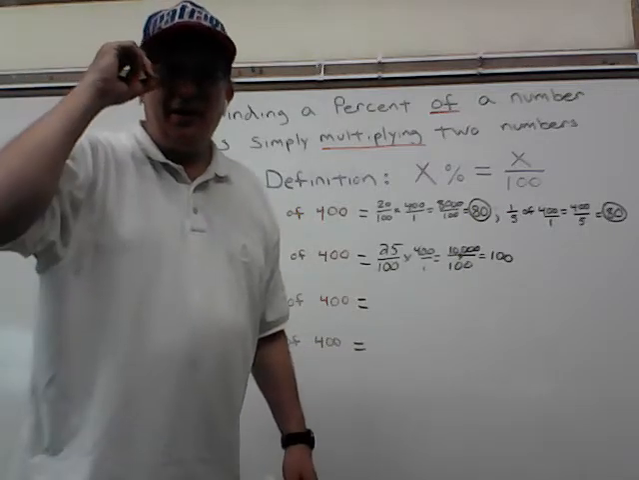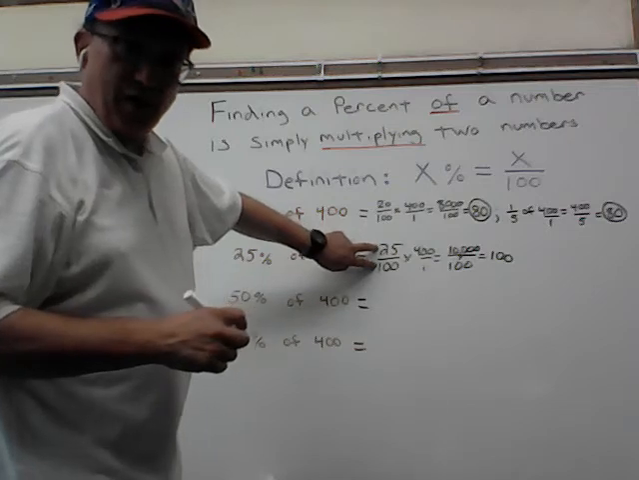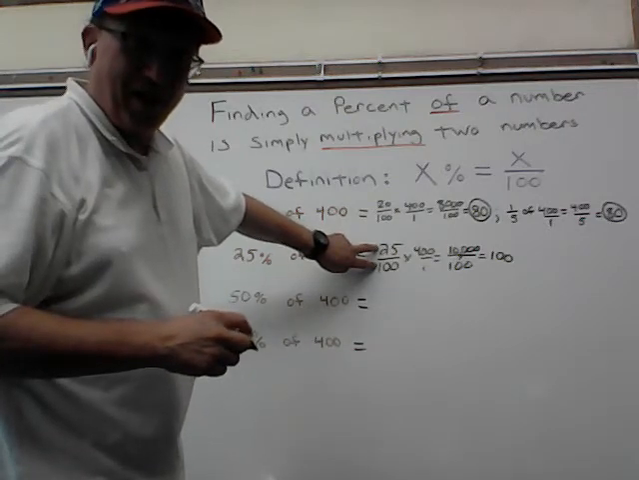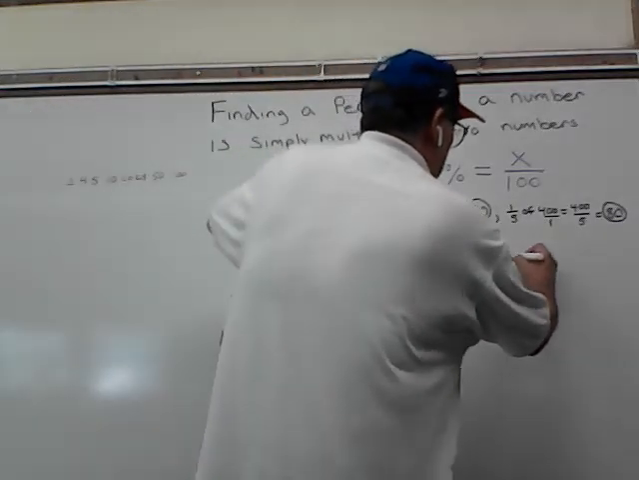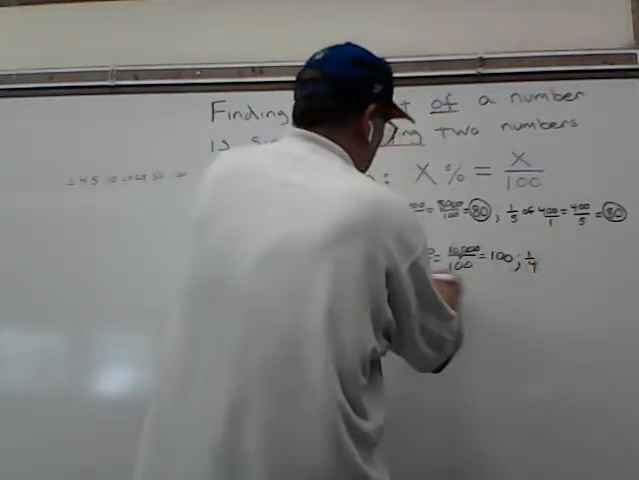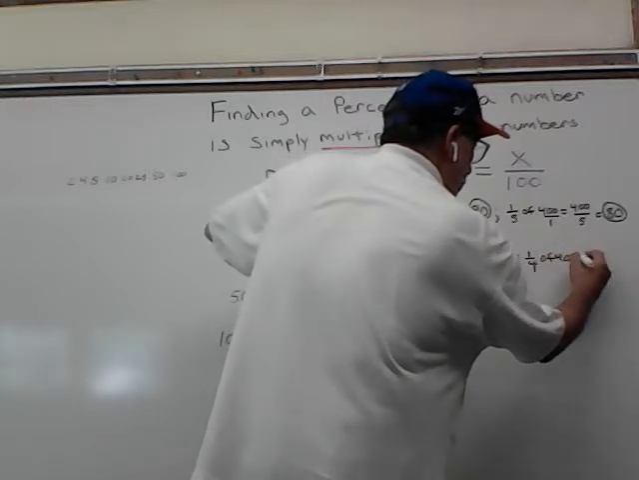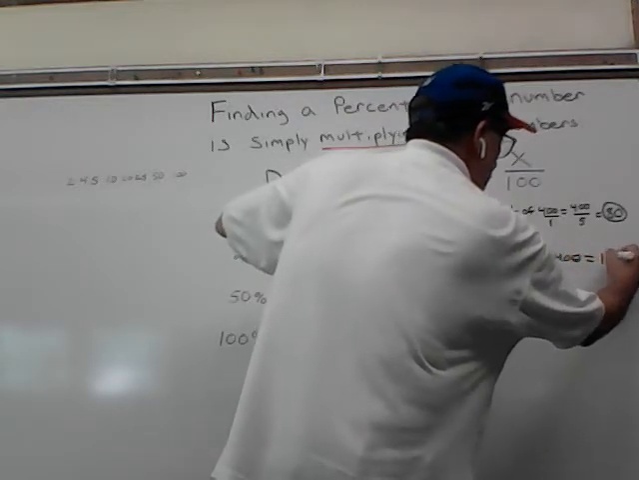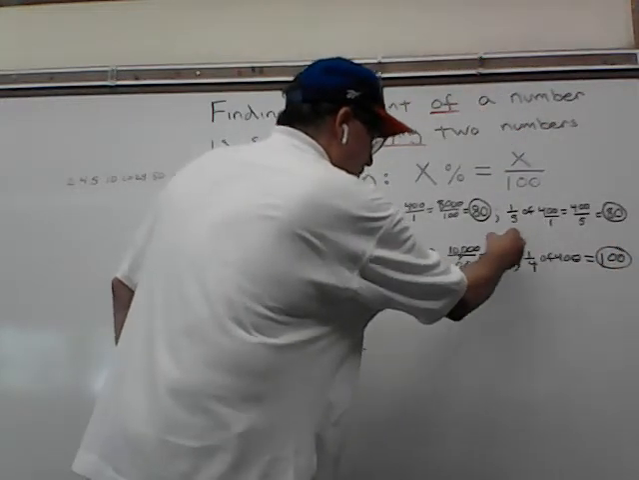Now, this is probably an excellent example of why write 10,000 over 100 or even think it? It's much easier to simplify the 25 over 100. 25 hundredths simplifies to 1/4. 1/4 of 400. Now that's obviously, 1/4 of 400 is obviously 100. The same result as before.